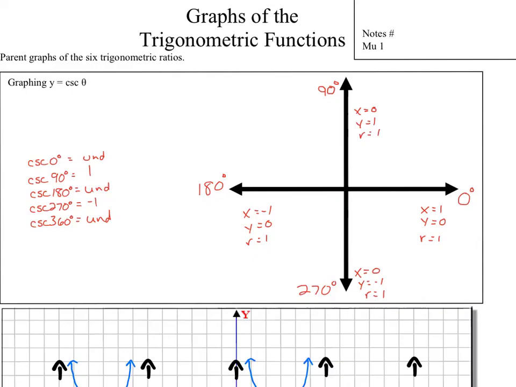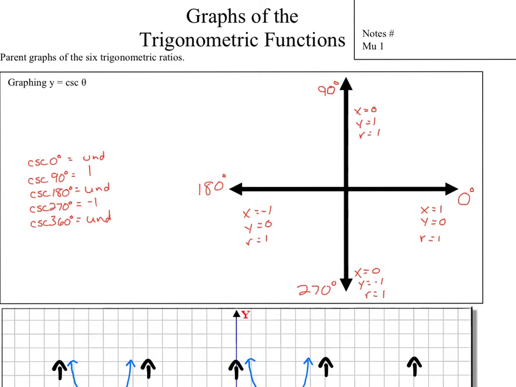Continuing with these parent graphs, we're supposed to graph cosecant of theta, the reciprocal of sine. If you label this like we did for the first three, the quadrantal angles, we don't need 45s like we did for tangent, just the quadrantal angles. Cosecant, which is reciprocal of sine, so it's r over y. 0 degrees is going to be undefined, 90 degrees is 1, 180 is undefined, negative 1 for 270 degrees, and undefined for 360.